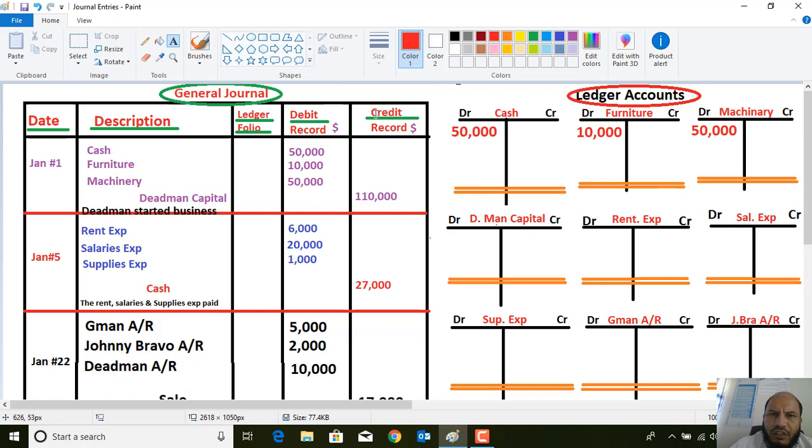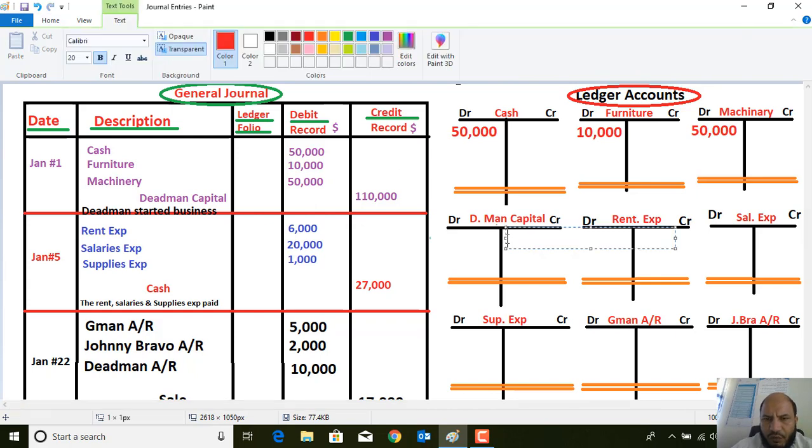Now we will record the Deadman capital. The Deadman capital has its place at the credit side of the business. That's why we will take these 110,000 and record it over here under the Deadman ledger at the credit side. So let's record the 110,000 rupees under the credit column at the Deadman ledger.